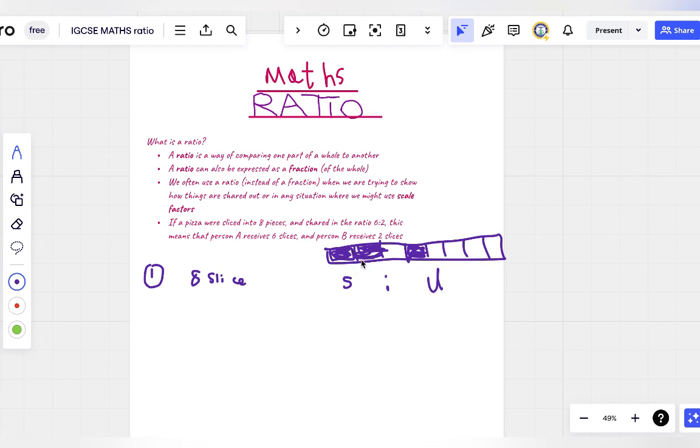For the ratio, the shaded one, how many of them? Altogether there are 8. The shaded one is 3. So I write 3. And the unshaded one is what? The unshaded one is 5: 1, 2, 3, 4, 5. So shaded to unshaded is ratio 3 to 5. Is that okay? So a ratio is a way of comparing one part of a whole to another.